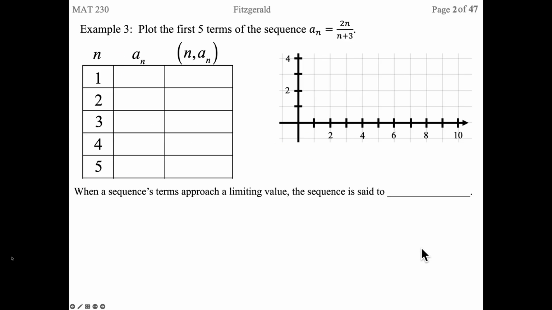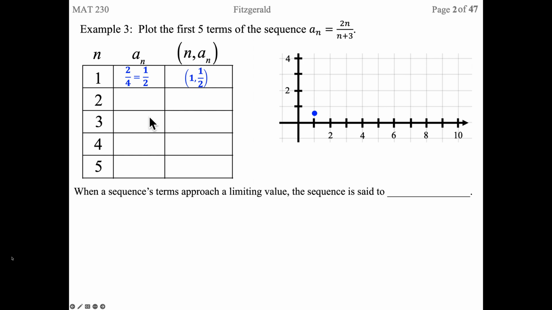If we were asked to plot terms on the graph, we'll do the same thing. Pick your n equals 1, 2, 3, 4, 5. Treat that like your x column. A sub n, we'll start plugging in the numbers. 2 to the first over 1 plus 3 is 4. 2 over 4 equals 1/2. That's our point, 1 comma 1/2.